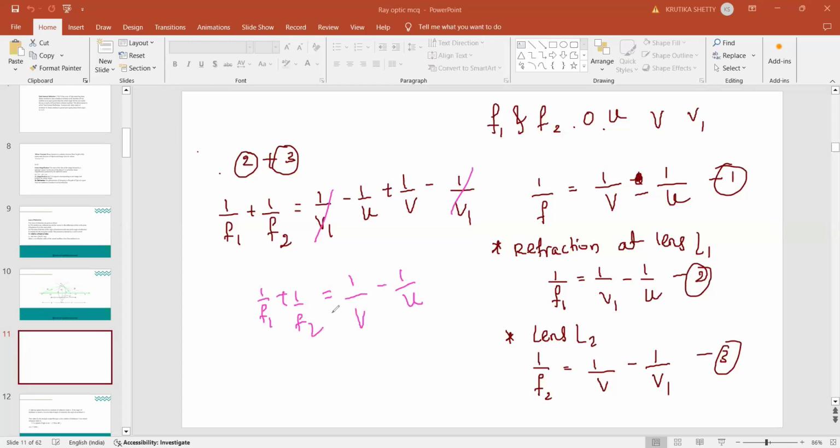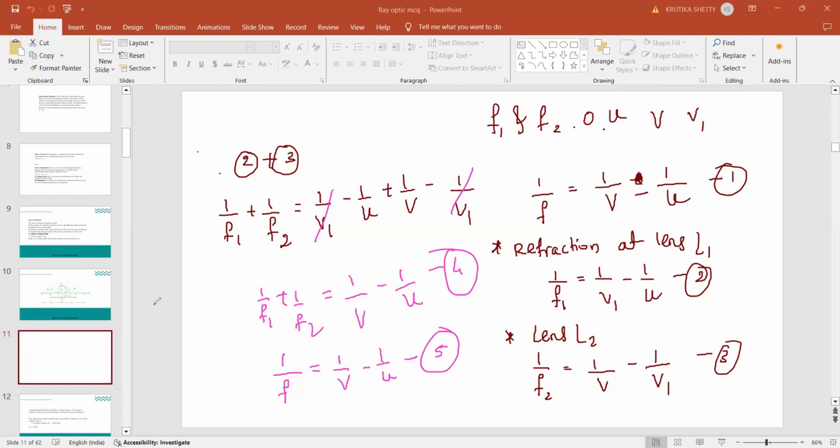So suppose the two thin lenses are replaced by one single lens. Now if I compare equation 1 and equation 4, name this equation as equation 4. Suppose we replace the two thin lenses by one lens which is having the same effect, now how can we write it? 1 by F is written as 1 by V minus 1 by U, equation 5.